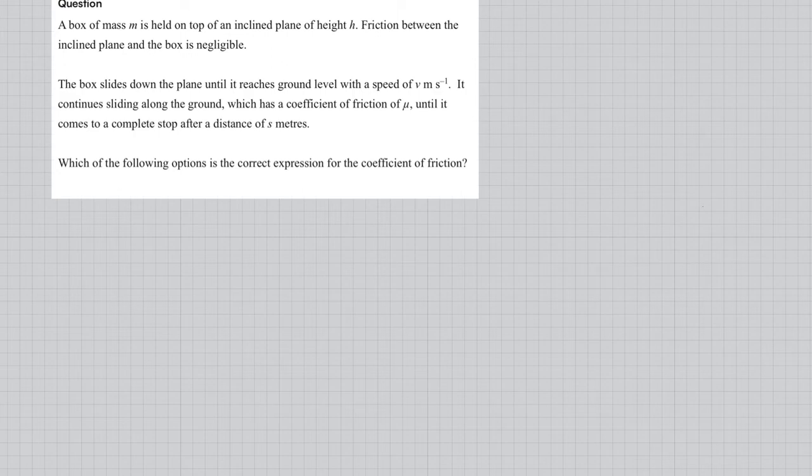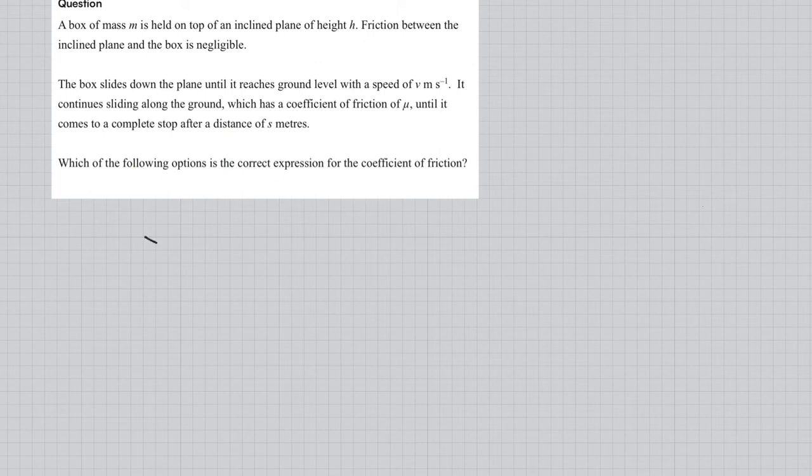So this question looks at a box of mass m held at the top of an inclined plane of height h. Friction between the inclined plane and the box is negligible. The box slides down the plane until it reaches ground level with a speed of v. It continues sliding along the ground, which has a coefficient of friction mu, until it comes to a complete stop after a distance of s. Which of the following is the correct expression for the coefficient of friction?